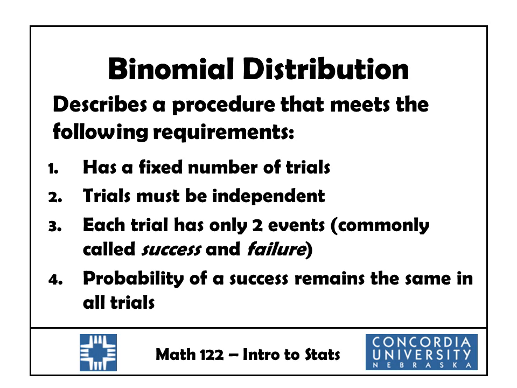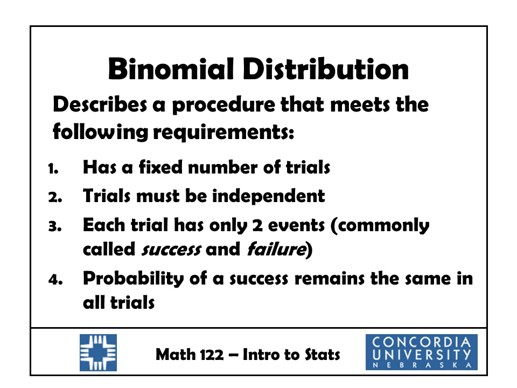So let's start off with a quick review of the binomial distribution. We introduced this distribution back in chapter 5. A binomial distribution is a specific type of discrete distribution that describes a procedure that meets the following requirements. First of all, we have a fixed number of trials. That means we do something over and over again. Number two, the trials must be independent, meaning what happens on one trial has no effect on any other trial.